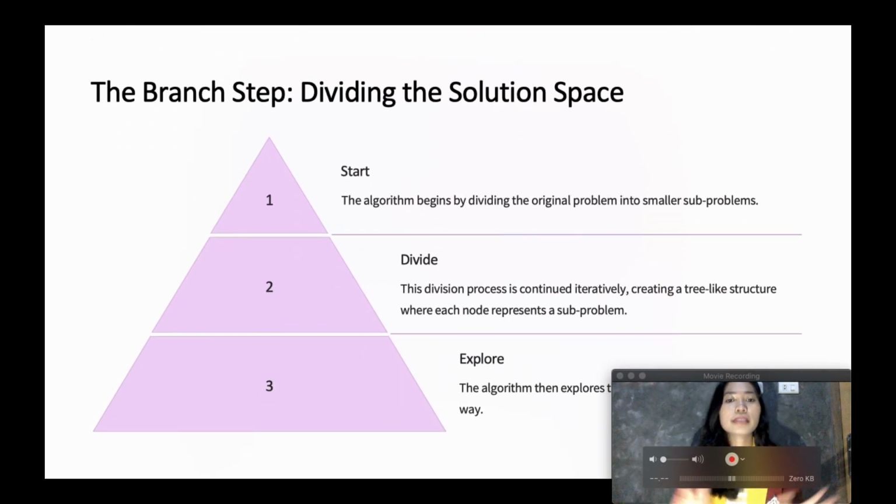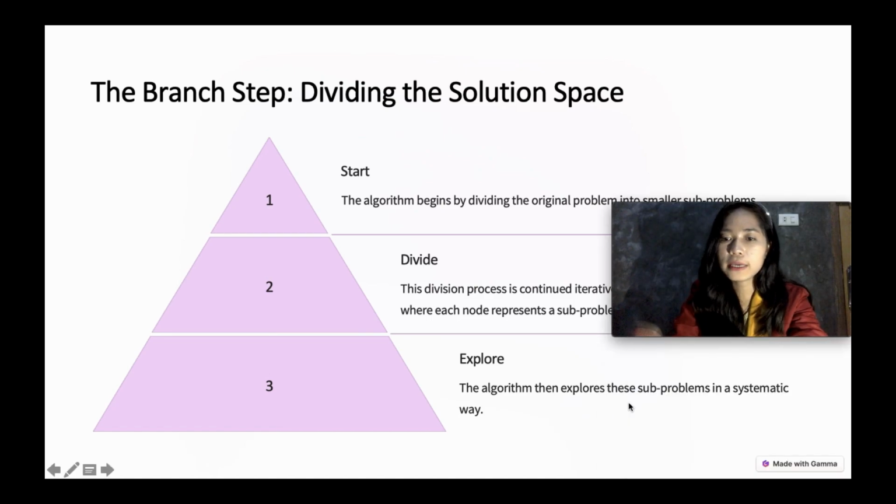And the branch step, dividing the solution space. One, start. The algorithm begins by dividing the original problem into smaller subproblems. Two, divide. This division process is continued iteratively, creating a tree-like structure where each node represents a subproblem. Three, explore. The algorithm then explores the subproblems in a systematic way.